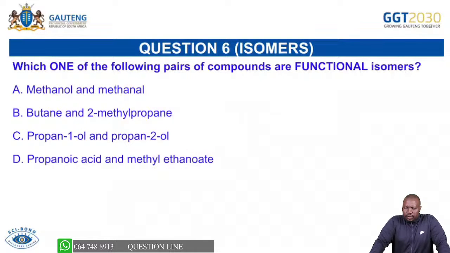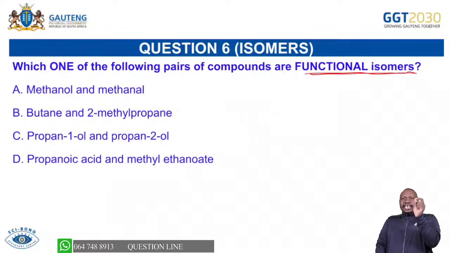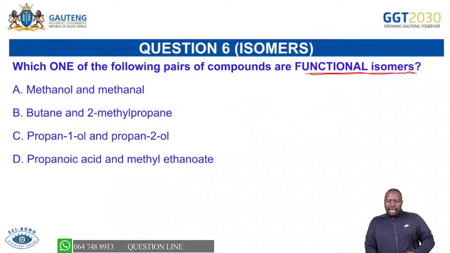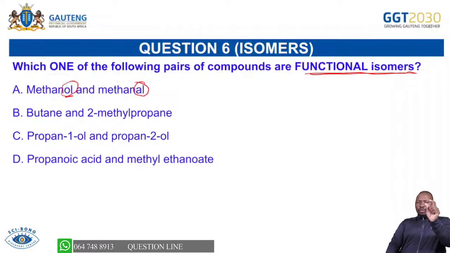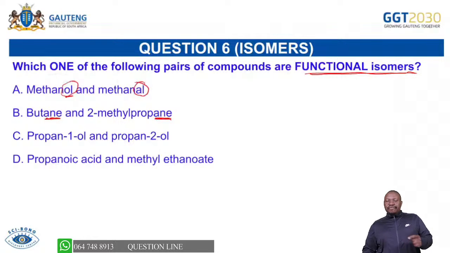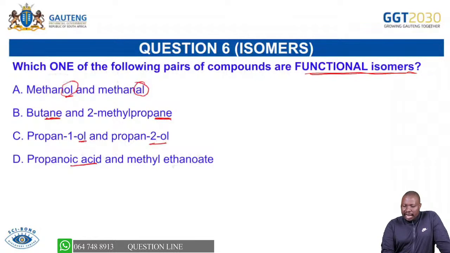Now, let's look at isomers, to say which one of the following pairs of compounds are functional isomers. Remember, we said functional isomers have the same molecular formula but different functional group. So if we check, this is an alcohol, because of the ol. This is an aldehyde. The suffix there tells you the homologous series. Now this is an ane, an alkane, and this is an ane, an alkane. So they cannot be functional isomers because their functional group is the same. Now you are having propan-1-ol and propan-2-ol. Then you are having propanoic acid and methyl ethanoate.